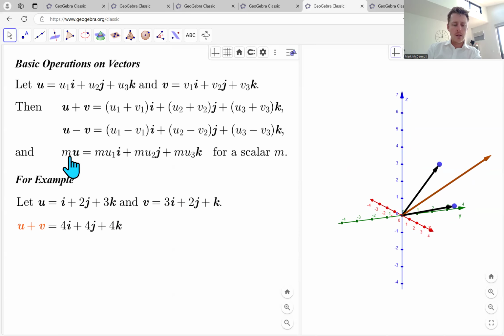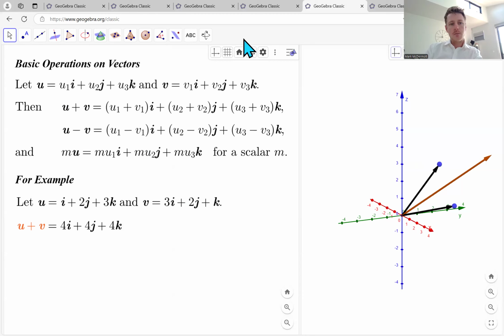Okay, and the other thing to just say is if you're multiplying your vector u by some scalar m, it's just multiplying the coefficients of each unit vector by that value m. So essentially that's just going to scale your vector up or scale it down, make it larger or smaller.